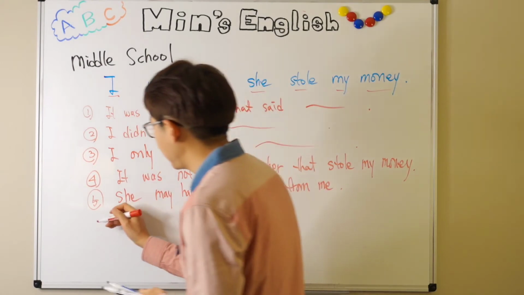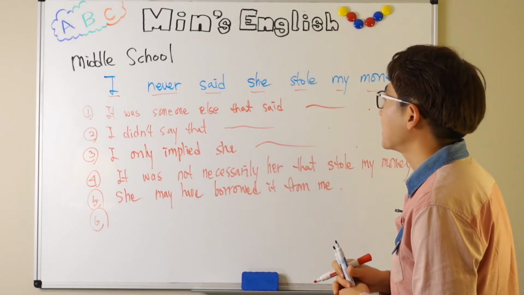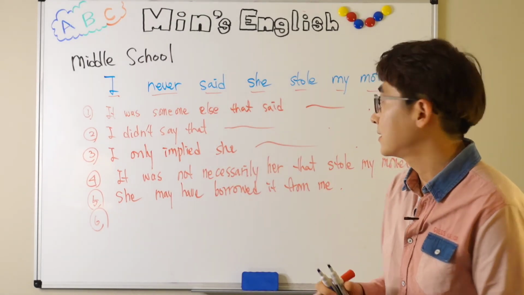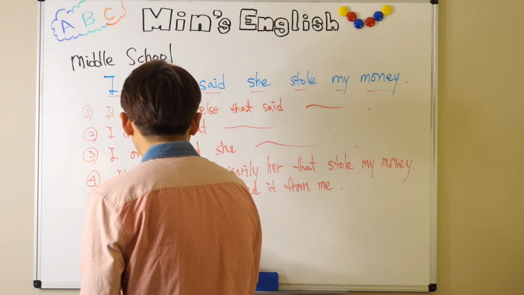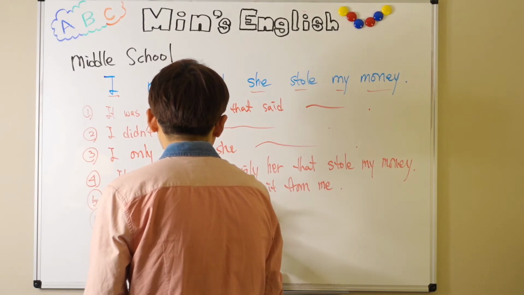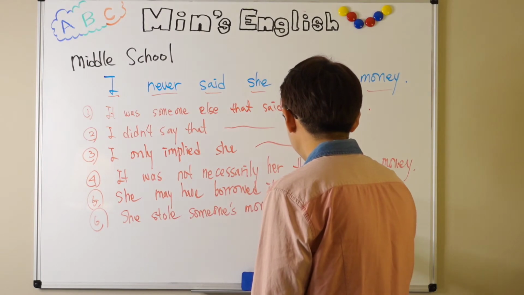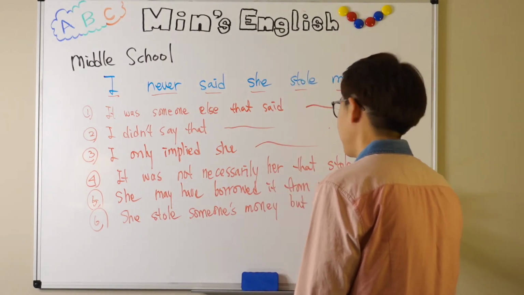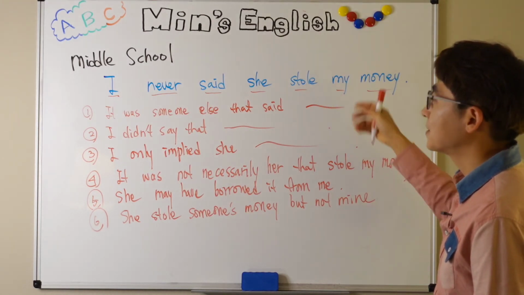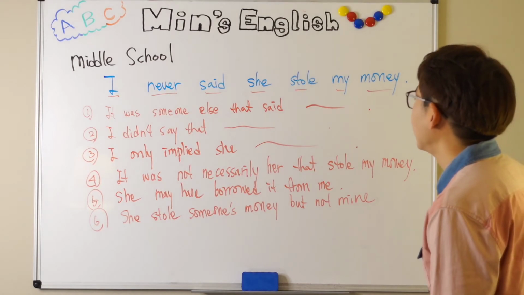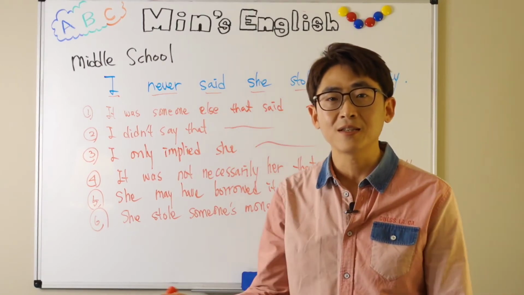Okay, and the next one is when you put emphasis on my, I never said she stole my money. Okay, so she stole someone's money, but not mine. Okay, so by putting emphasis on this one, it becomes something different. I never said she stole my money. It could be yours, it could be his, or it could be hers.